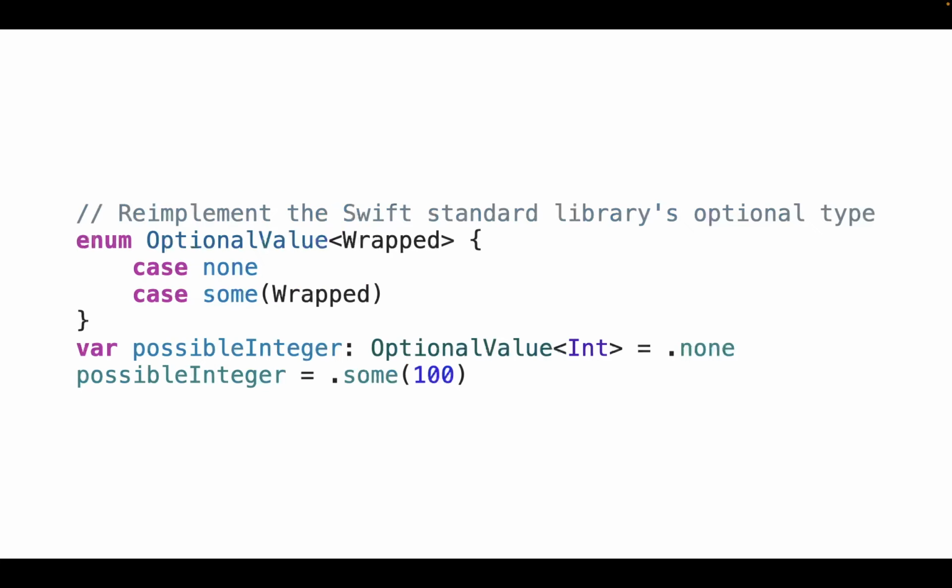And if you really think about it, optional values are just a generic enum with two cases. One corresponds to no value, and the other represents some value. And in this case, some value would be just an associated value of the generic type. So yeah.